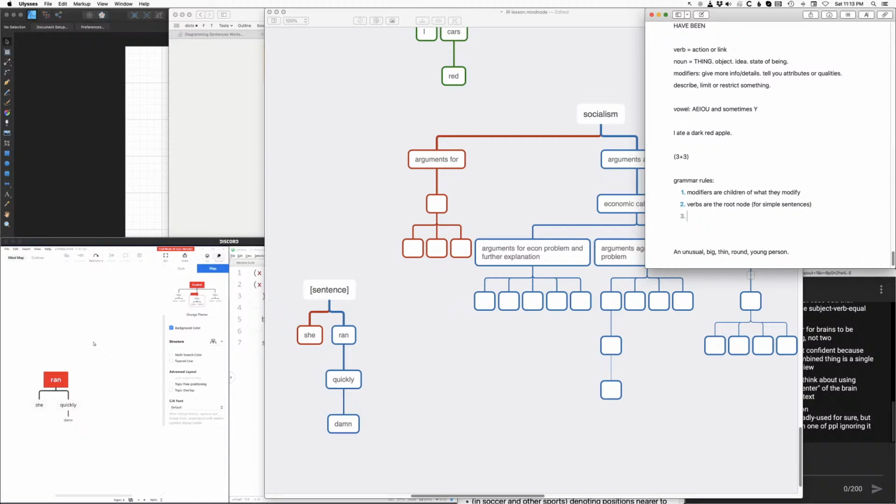Okay, so next rule. So verbs will generally have one or two nouns as children. One or two nouns. Okay. So in general, you're going to have a subject. The subject is the thing that does the verb. Subject equals the noun that does the action. Object equals the noun that receives the action. Okay. The thing that is acted on.